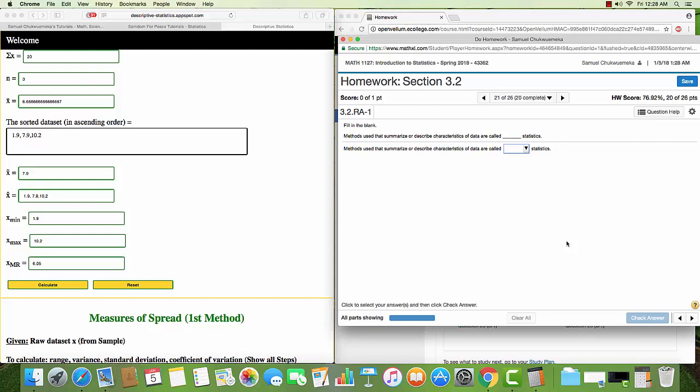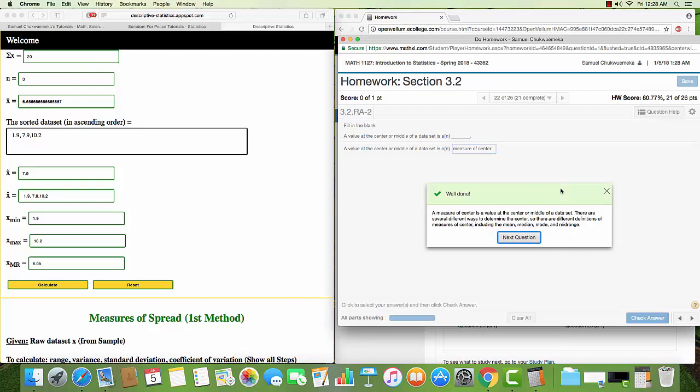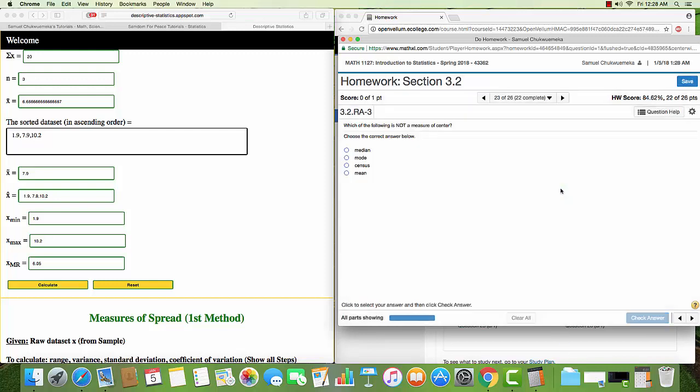Methods used that summarize or describe characteristics of data are called descriptive statistics. A value at the center or middle of a data set is a measure of center or measure of central tendency. They tend towards the center. Which of the following is not a measure of center? Census, of course.